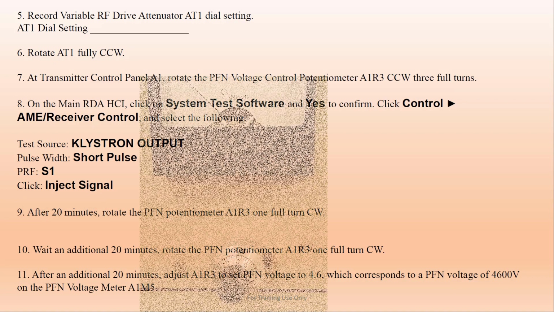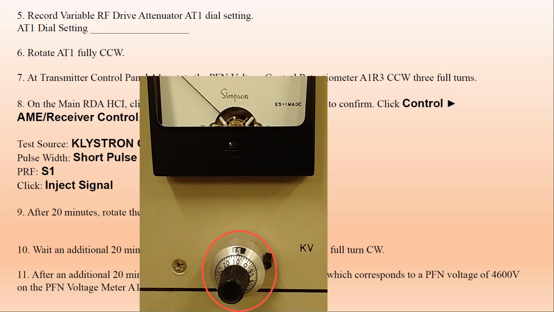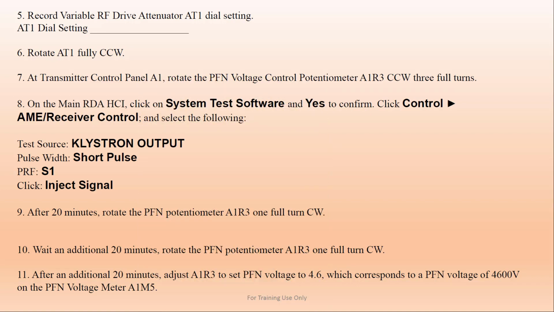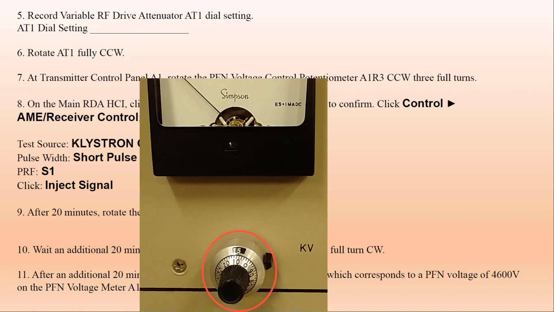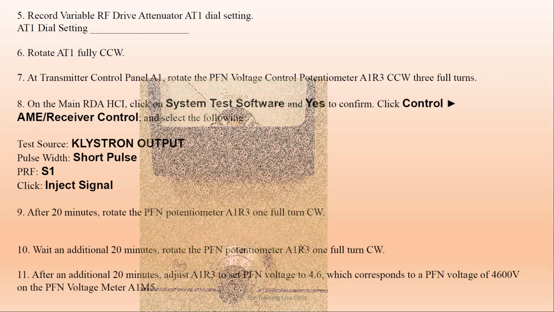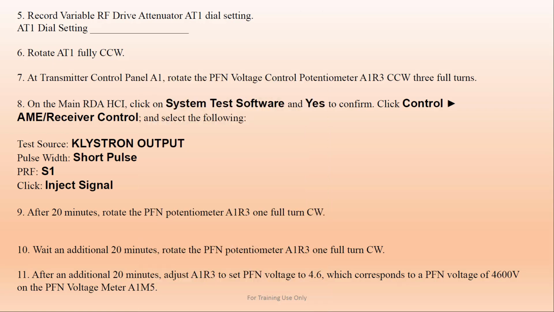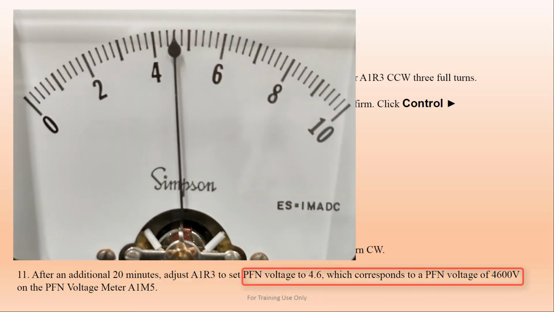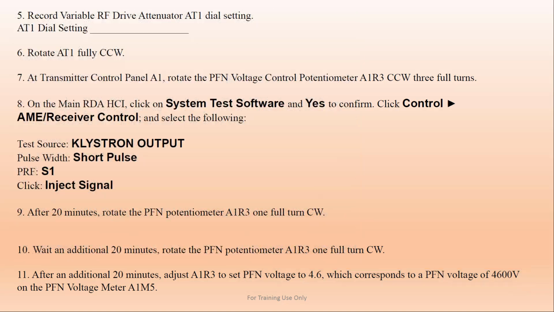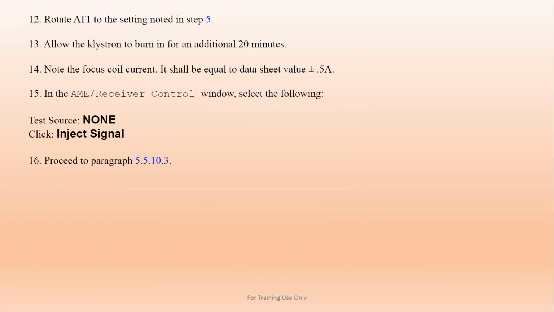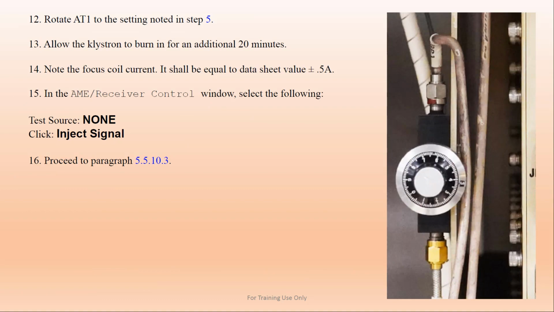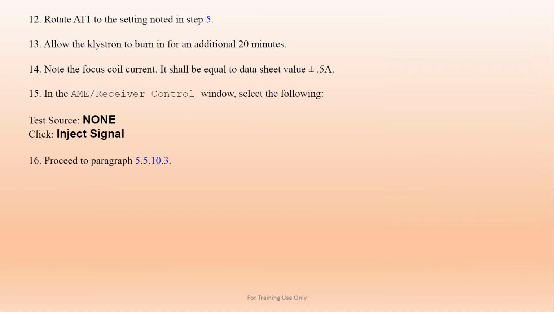After 20 minutes, we'll rotate the PFN potentiometer A1R3 one full turn clockwise. And then we'll wait another 20 minutes. And then we'll rotate the potentiometer again, one full turn clockwise. Finally, after an additional 20 minutes, we'll adjust the A1R3 to set the PFN voltage for 4.6, which would correspond to 4600 volts on the PFN meter. At this point, we can return our RF energy going into the tube to the original setting that was noted in step 5 and allow the system to run for another 20 minutes.